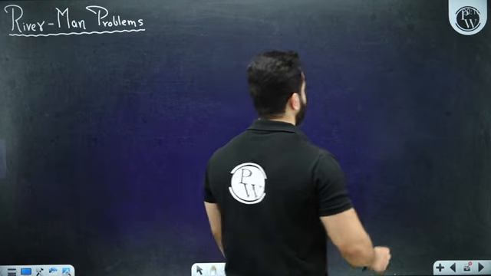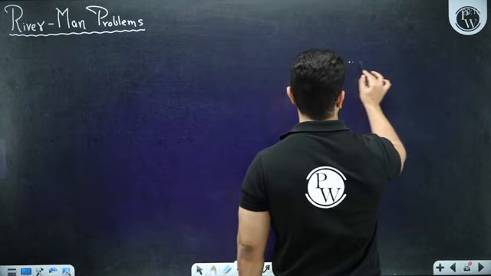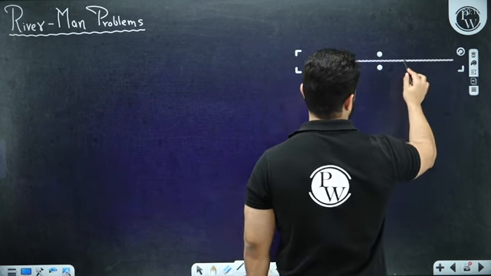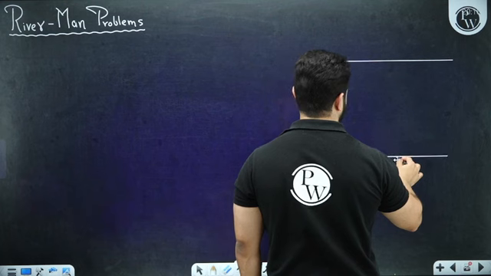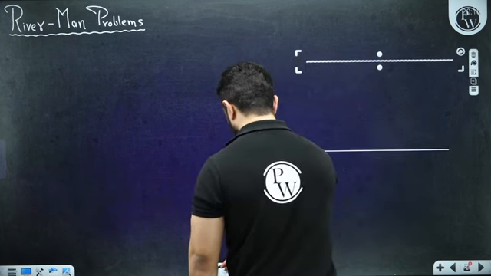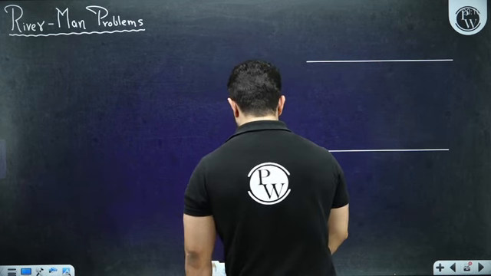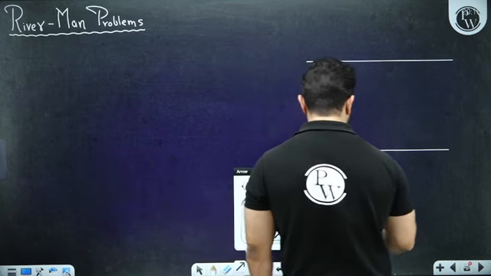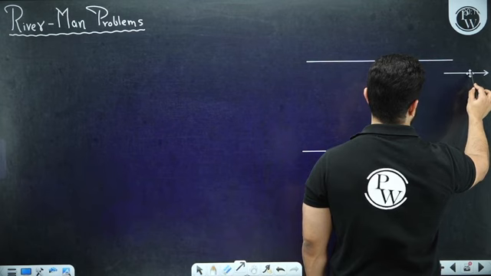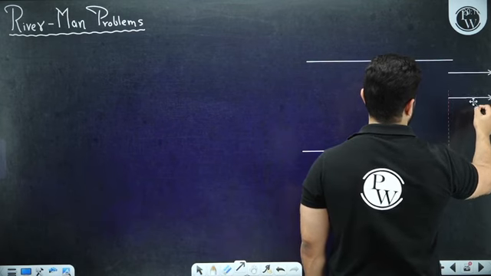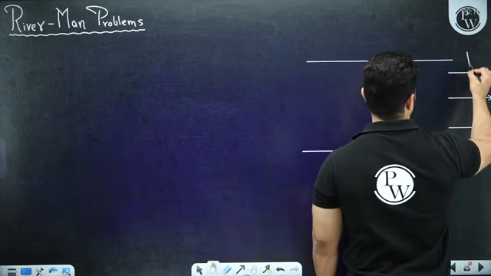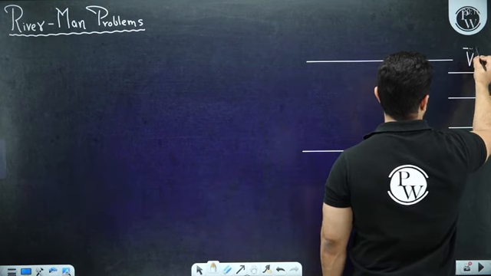The thing over here is, let's suppose that we have got a river flowing like this. So this is one of the banks, this is the other bank. Hopefully you know what bank means, right? And the river is flowing something like this, let's say with a certain velocity. So this is VR, velocity of river.